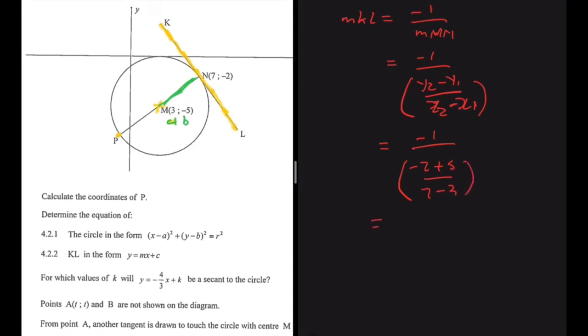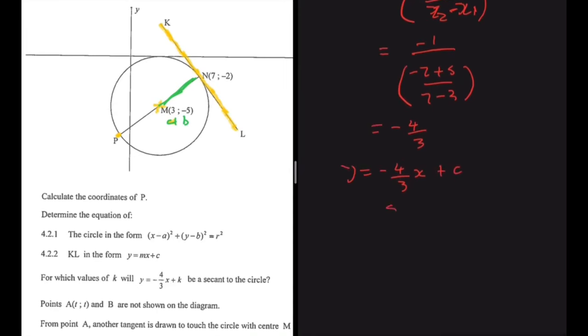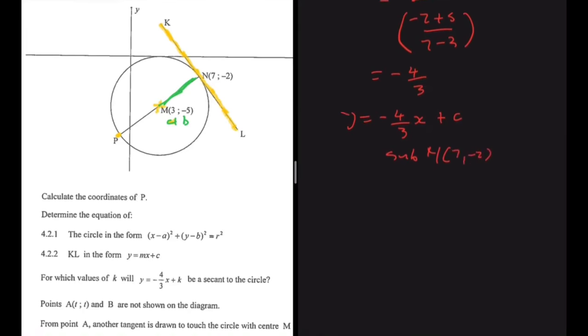And now let me just put that in my calculator real quick and see what I get. So I have 3 basically, and then divided by 4, right? So yeah, the gradient of KL is minus 4 divided by 3, right? So now we can say that y is equal to minus 4 divided by 3 x plus c. Now we can sub in n in order to find c. So if we sub in n, we're going to get minus 2 being equal to minus 4 divided by 3 multiplied by 7 plus c, right?